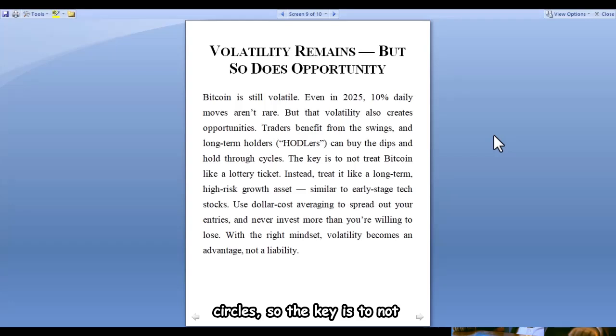The key is to not treat Bitcoin like a lottery ticket. Instead, treat it like a long-term, high-risk growth asset, similar to early-stage tech stocks. Use dollar cost averaging to spread out your entries, and never invest more than you are willing to lose. With the right mindset, volatility becomes an advantage, not a liability. So now let's go to the last one.